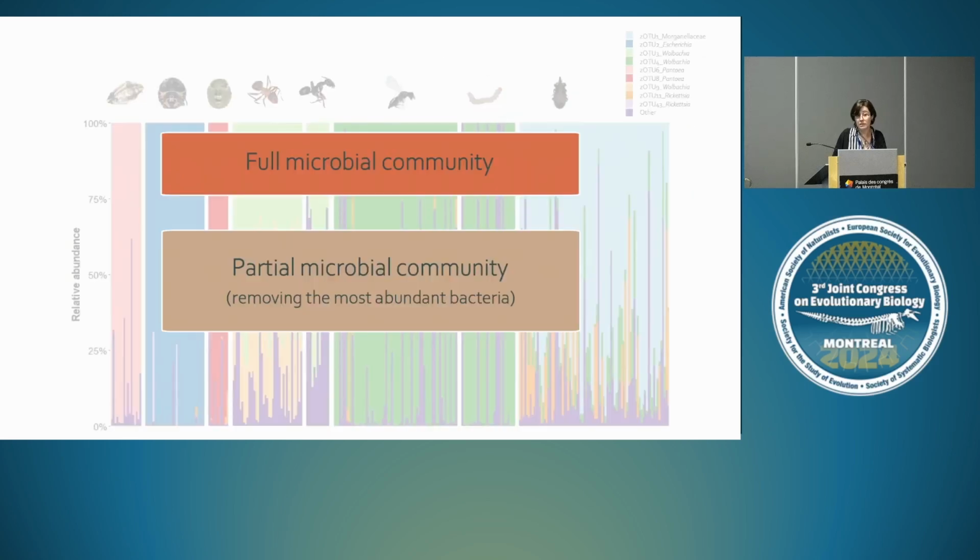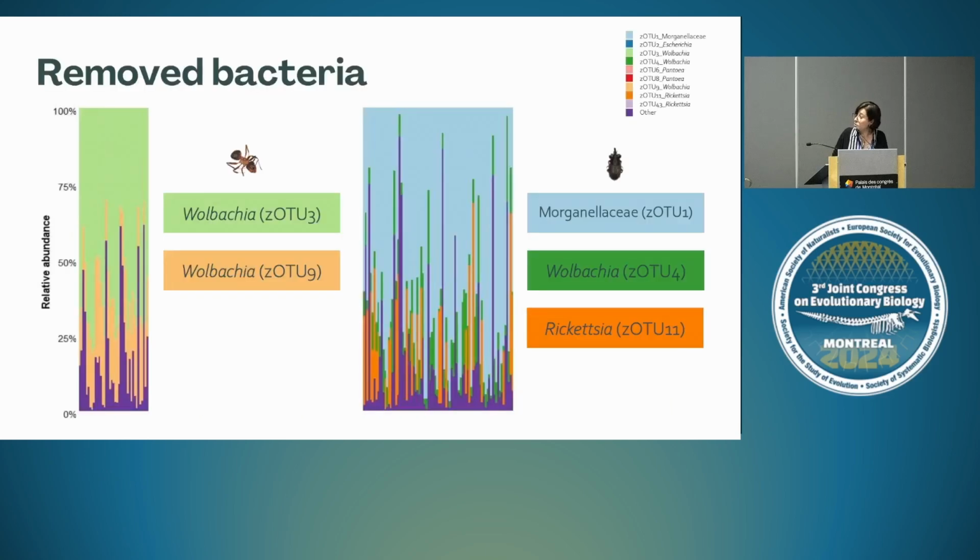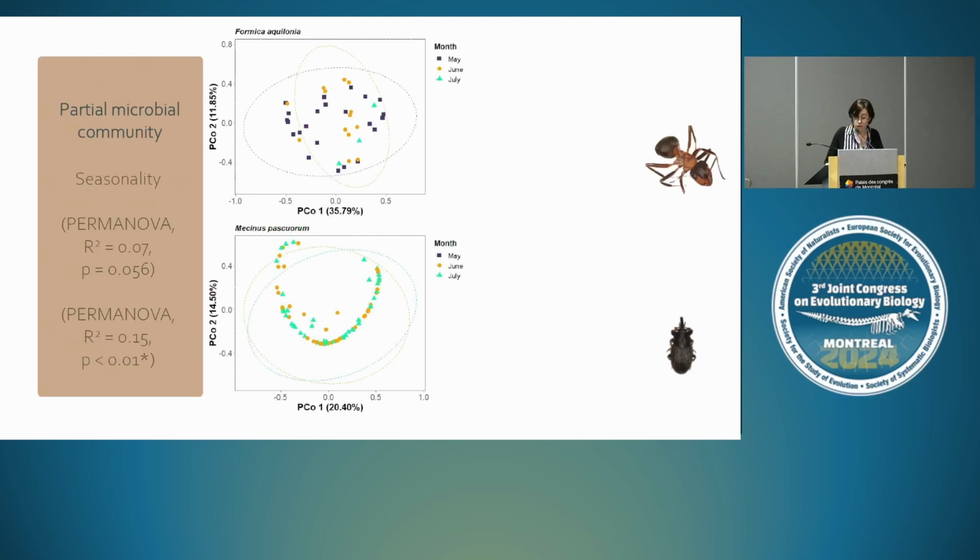Another way that we can look at this data is partitioning the data even more. So we can also exclude from the data the most abundant bacteria to see how the rest is actually behaving. And for this, we excluded from the Formica aquilonia 2 strains of Wolbachia. And for the Mecinus pascuorum, we excluded 1 Morganellaceae, which is Arsenophonus in this case, 1 strain of Wolbachia, and 1 strain of Rickettsia. So here when we tested the effect of seasonality, we didn't find an effect of seasonality for Formica aquilonia for the partial microbiota data, but we find some effect for the Mecinus pascuorum.